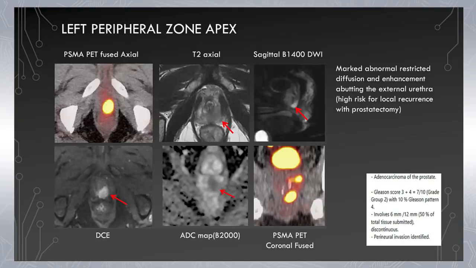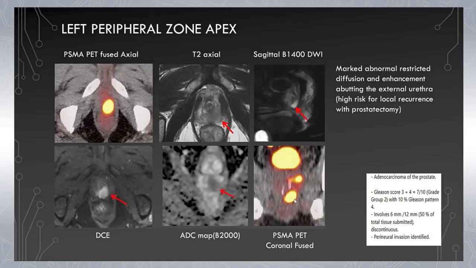So let's look at the left peripheral zone apex lesion. PSMA PET demonstrates axial fused marked metabolic uptake correlating with that area of uptake that we saw. T2 axial images demonstrate T2 hypointense signal, clearly abnormal restricted diffusion on B1400. The ADC map demonstrates marked abnormal ADC hypointense signal correlating with that same area of abnormal metabolic uptake. And again, here's the coronal fused imaging.